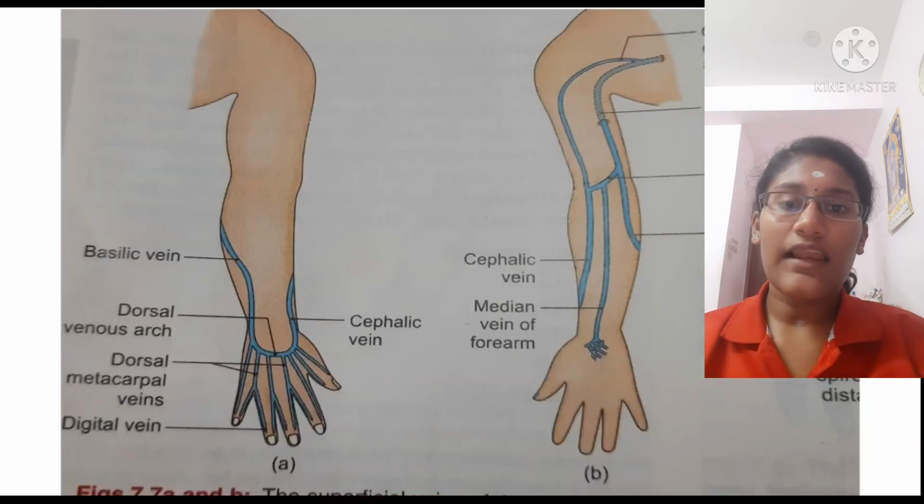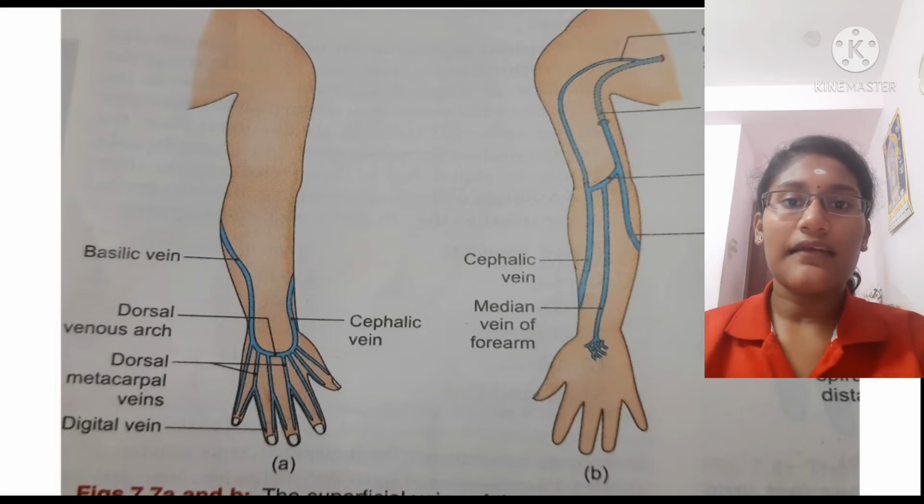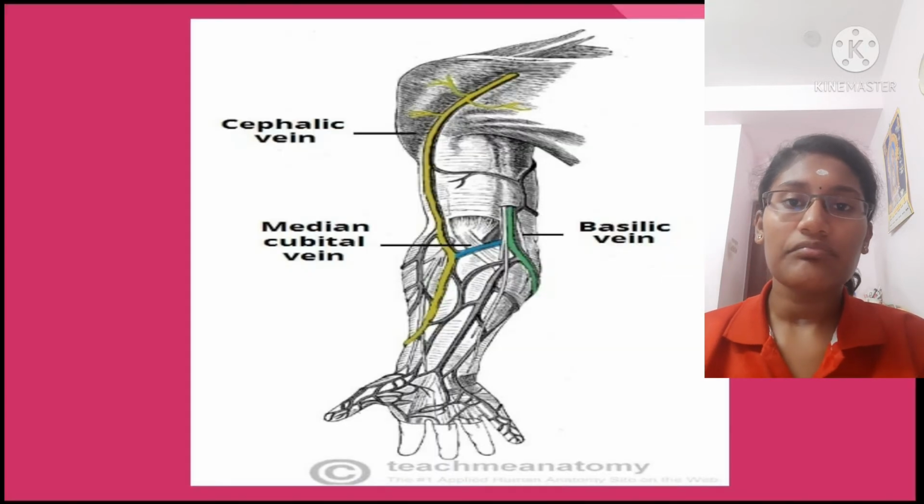So the cephalic vein starts at the lateral end of the dorsal venous arch and then it passes through the anatomical snuff box and then it winds around the lateral border of the distal part of the forearm. So as you can see in the picture here, it winds around the lateral border of the distal part of the forearm and then it travels upward along the front of the forearm above the elbow and then it travels along the lateral border of the biceps brachii muscle.